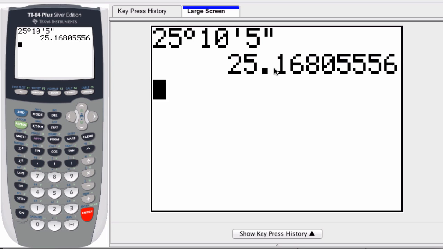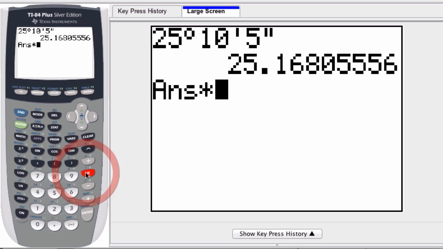To convert this into radians, I'm going to take that number, so I'm going to hit second, and this button down here, it's the negative sign, but also it has a little blue word right here, ANS, that's for answer. That just takes the value we have so far.